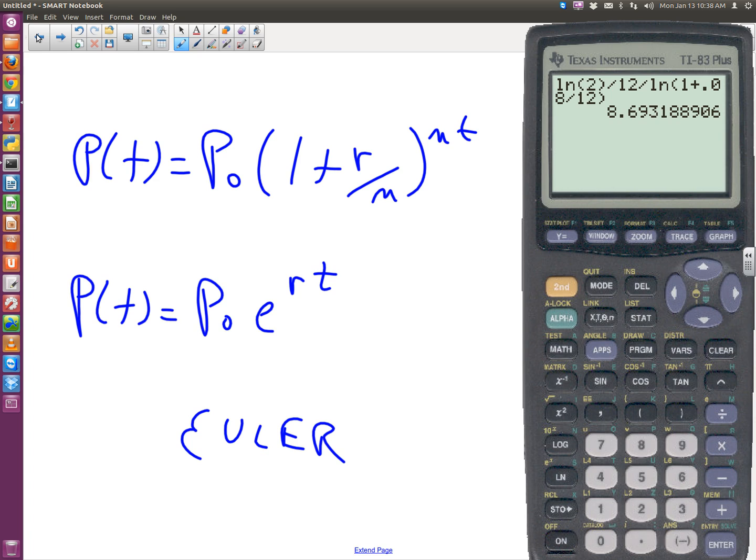Instead of using compounded monthly, discretely compounding the first function, what if you did the same problem with continuously compounded interest? Would you expect that to take longer to double your money or a shorter amount of time? Shorter, that's the idea. So let's find out how much shorter.